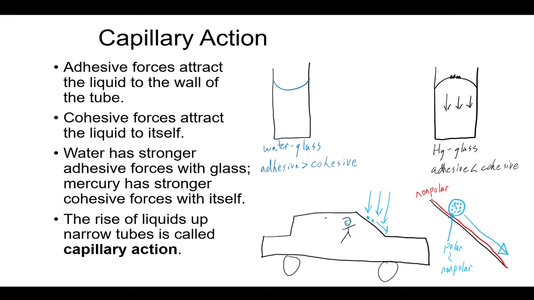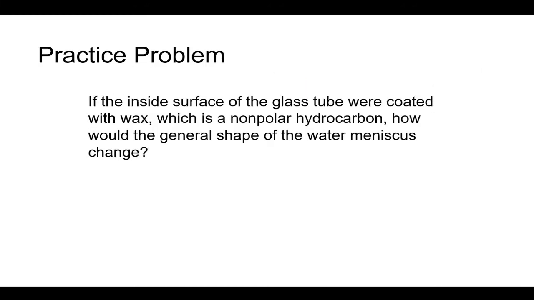So that's another real-life application of understanding conceptually this balancing of forces. The last one I want to talk about here that's cohesive versus adhesive is capillary action. And capillary action is the effect, well, actually, let's do this first. A practice problem: on the inside surface of the glass tube, if it's covered with wax instead, which is a nonpolar hydrocarbon, how does the general shape of the water meniscus change? Okay, so let's take 30 seconds and think about this in terms of the intermolecular forces, adhesion, cohesion. Let's take this glass tube, and instead of it just being glass, let's coat it with wax, a nonpolar hydrocarbon. What is the general shape of the water meniscus? Try to draw it now.